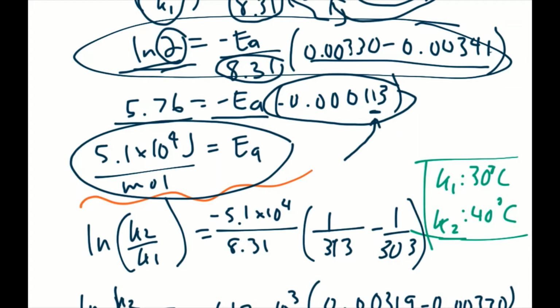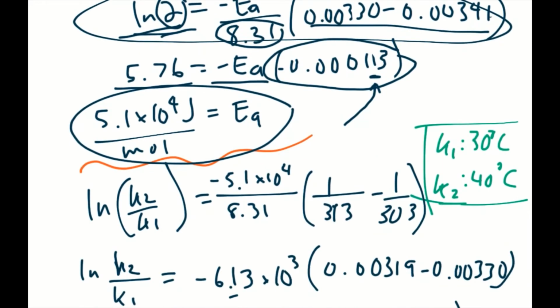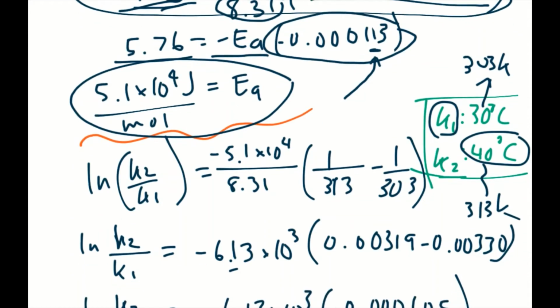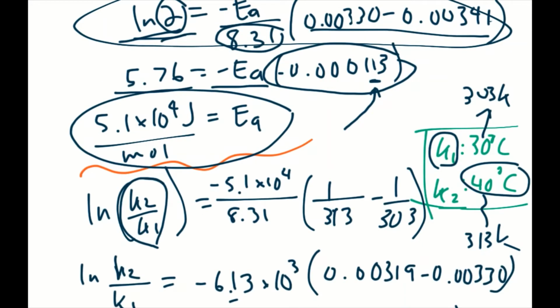Now we can use this information to figure out the percentage by which the rate constant increases going from 30 to 40 degrees Celsius. So we have new conditions. K1 is at 30 degrees Celsius, or at 303 Kelvin, and K2 is going to be at 40 degrees Celsius, or 313 Kelvin. Now we just simply plug it in again, and this time we don't know what K2 and K1 are. We want to find the ratio between K2 and K1 to figure out how many times greater K2 is than K1.